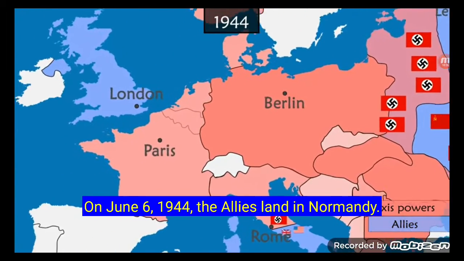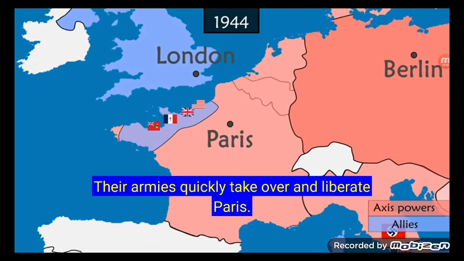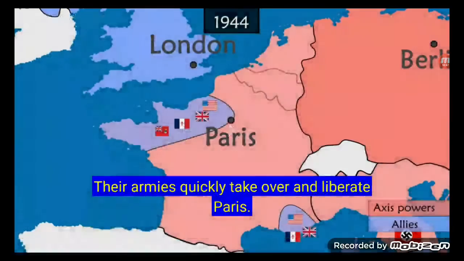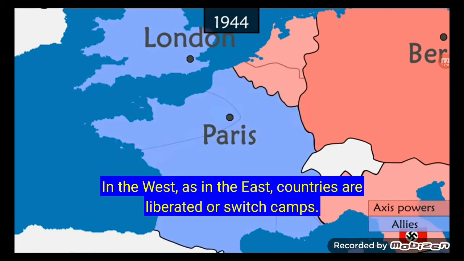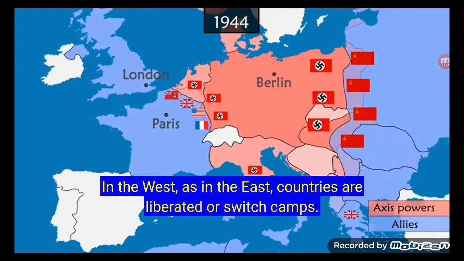On June 6, 1944, the Allies land in Normandy. Their armies quickly take over and liberate. Whoa, do you see that bottom right? Right there? USA, France, and the United Kingdom. You went from two sides, which makes it impossible. In fact, how are you going to invade? Let me see. Paris. In the west, as in the east, countries are liberated or switch camps.